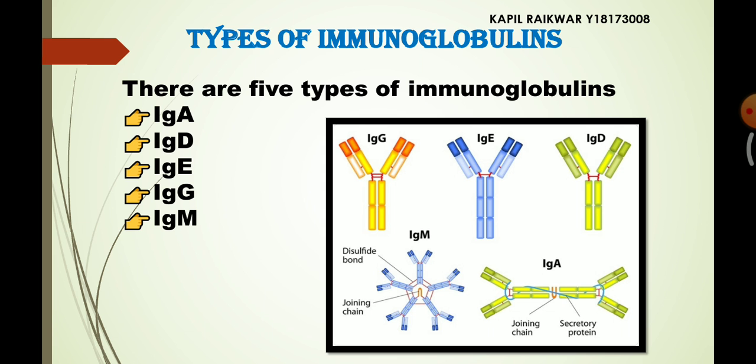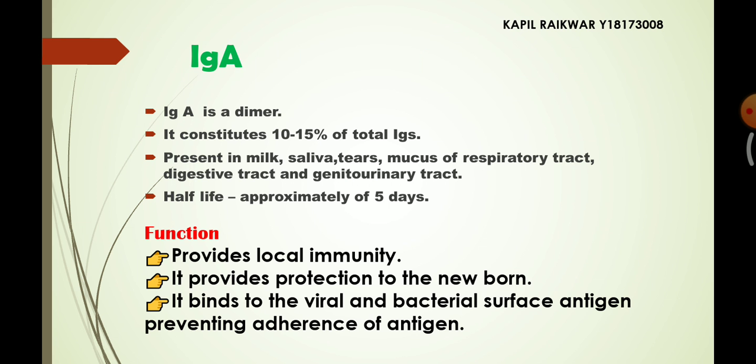has a mu chain. All of them are similar in structure and are connected by disulfide bonds, but the basic structure of immunoglobulin M and immunoglobulin A is quite different from the other three. Immunoglobulin M is a pentamer, whereas immunoglobulin A is a dimer, while the rest of the immunoglobulins are monomers. So let's discuss them one by one with their functions.